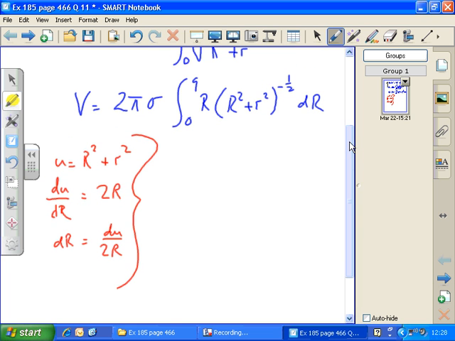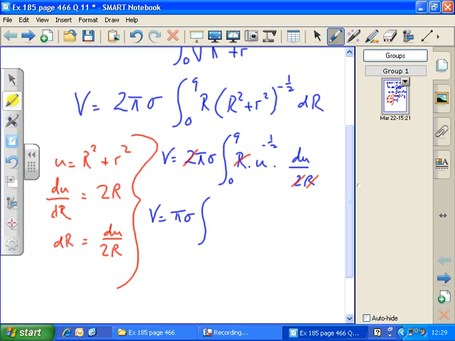And we get V equals 2 pi sigma integral between 0 and 9 of R times U to the minus a half times du over 2R. So the R's cancel as we want, and also notice the 2's cancel, so we can actually end up with this. V equals pi sigma integral between 0 and 9 of U to the minus a half du. And that's a standard integral.